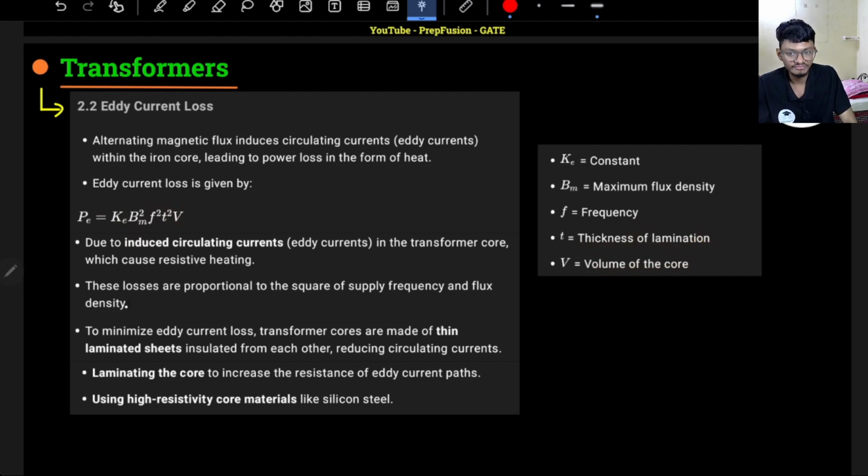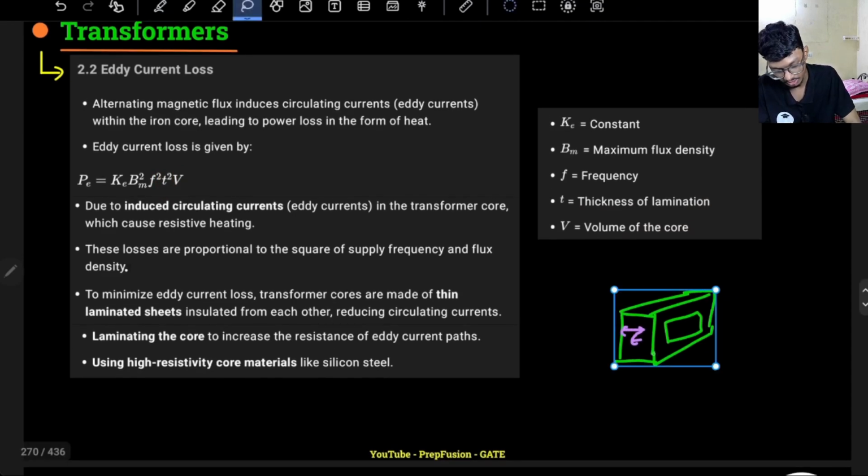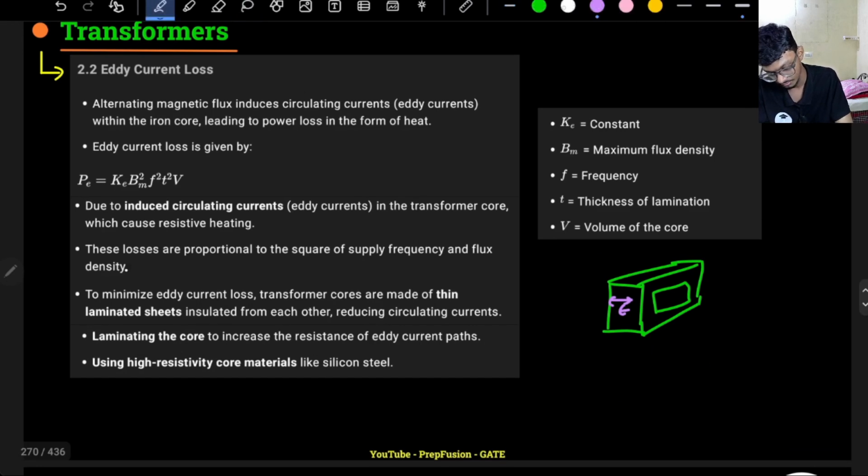I will not derive the expression, but the basic thing you should understand is that my eddy current loss is proportional to the thickness of the core. So my actual core is this. Somehow, if I can reduce this thickness, if I can break this thickness down into smaller laminations like this, the core is still there to provide rigid support. What we do is provide small laminations.